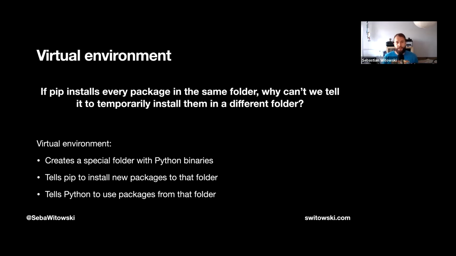When you activate a virtual environment, two things happen. First, you tell pip to install any new package into that folder, and then you tell the Python interpreter to use packages from that folder. So now when you try to install some Python packages, pip won't uninstall the previous versions from your computer because it's no longer using the global site-packages folder. It's using the site-packages folder from this specific virtual environment.